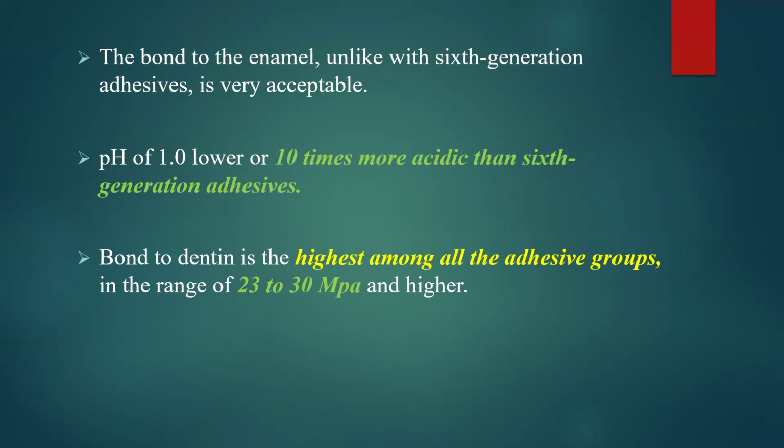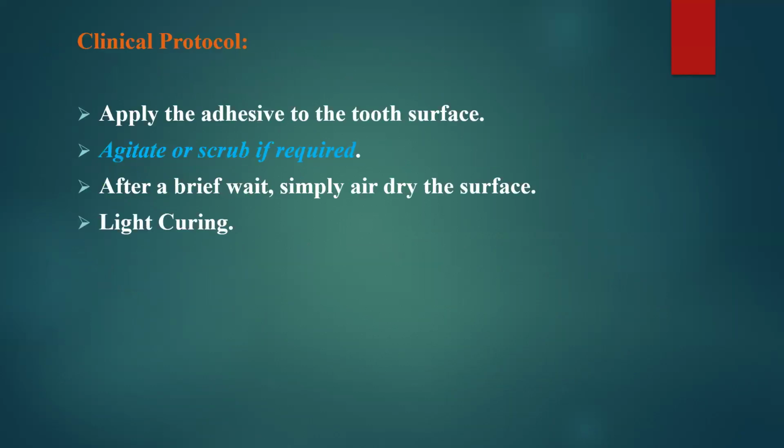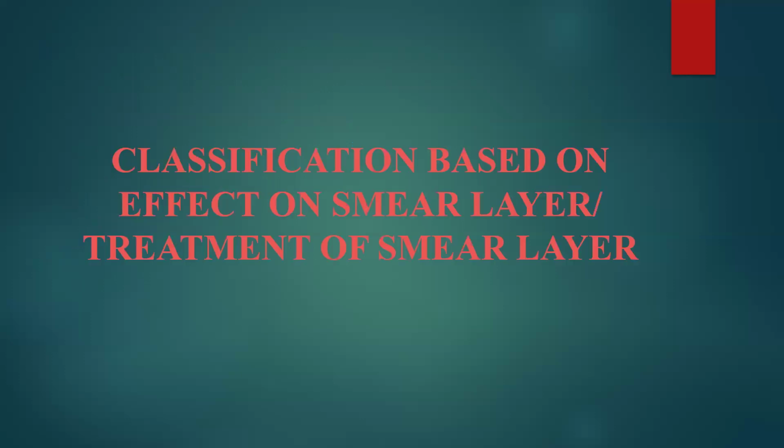The pH is 1 or lower, 10 times more acidic than the 6th generation adhesives. Bond to dentin is the highest among all the adhesive groups, in the range of 23 to 30 MPa and higher. Clinical protocol: apply the adhesive to the tooth surface. Agitate or scrub if required. After a brief wait, simply air dry the surface and light curing should be performed.